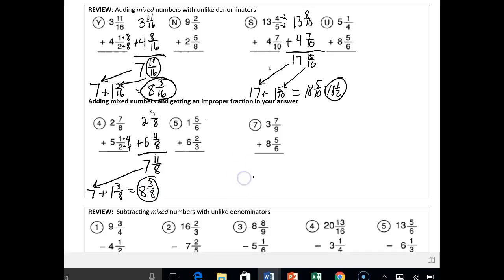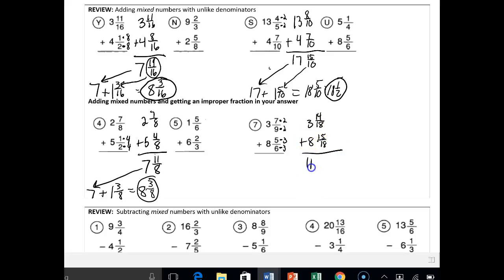Let's do number 7. 9 and 6, what is the common denominator? Well, I could multiply this one by 6 on top and bottom and that one by 9, but then I get a huge fraction that I would have to simplify. So let's do the common denominator of 18. So times 2, times 2, times 3, times 3. So I get 3 and 14/18 plus 8 and 15/18.